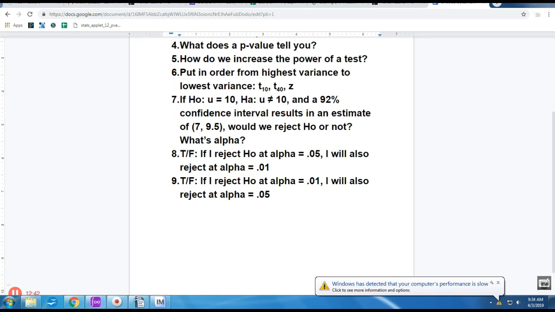You didn't teach us. So if you're 92% confident the true mean is between 7 and 9.5, what would you do with the idea that mu is 10? You reject it. Reject it, and your alpha is 0.8. And then alpha would just be like a default. No. Alpha and the confidence interval add up to 100%. So if it's a 92% confidence interval, your alpha is 8%, but you use 0.08. I do remember you saying that.